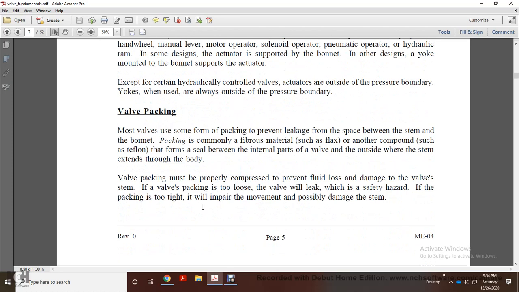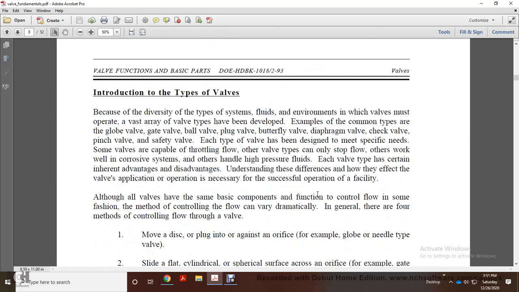Now, valve packing. Most valves use some form of packing to prevent leakage from the space between the stem and the bonnet. The packing is commonly a fibrous material such as flax, or another compound such as Teflon, that forms a seal between the internal parts of the valve and the outside where the stem extends through the body. Valve packing must be properly compressed to prevent fluid loss and damage to the valve stem. If the packing is too loose, the valve will leak, which is a safety hazard. If the packing is too tight, it will impair the movement and could damage the stem.